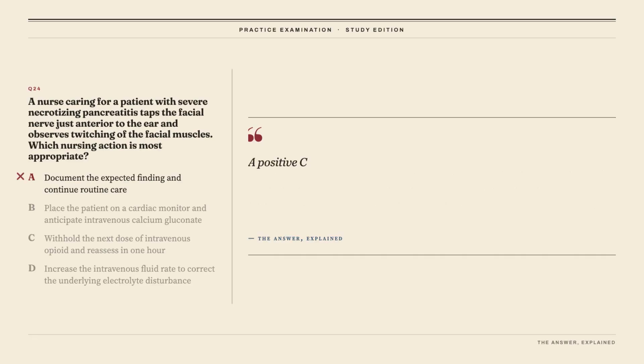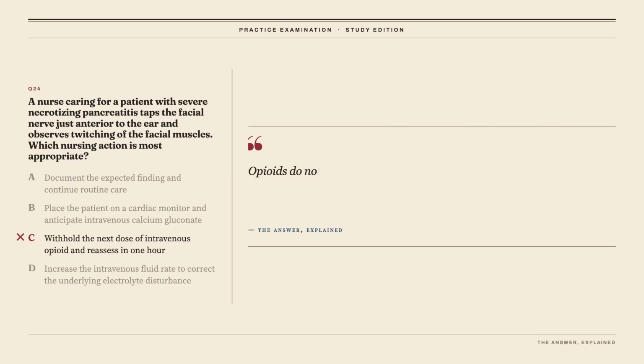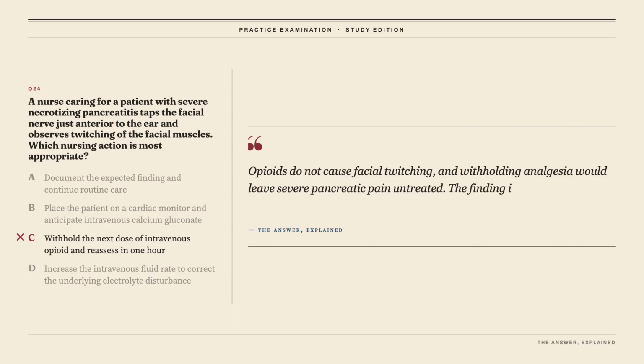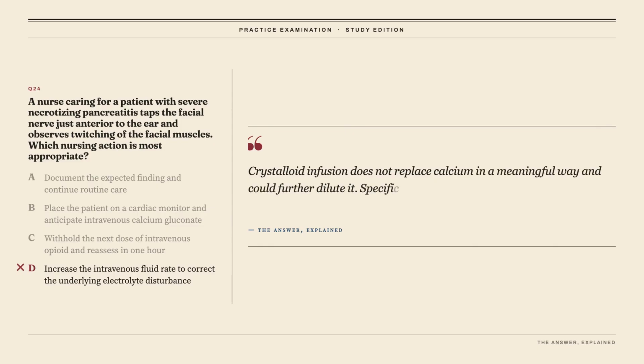A is wrong because a positive Chvostek sign is an abnormal finding, signaling neuromuscular irritability, not an expected part of pancreatitis. Documenting without acting misses a potentially lethal electrolyte problem. C is wrong because opioids do not cause facial twitching, and withholding analgesia would leave severe pancreatic pain untreated. The finding is metabolic, not pharmacologic. D is wrong because crystalloid infusion does not replace calcium in a meaningful way and could further dilute it. Specific calcium replacement is what this patient needs.